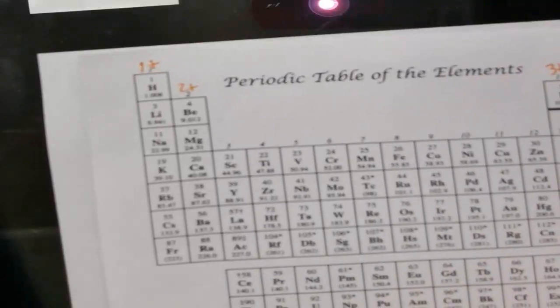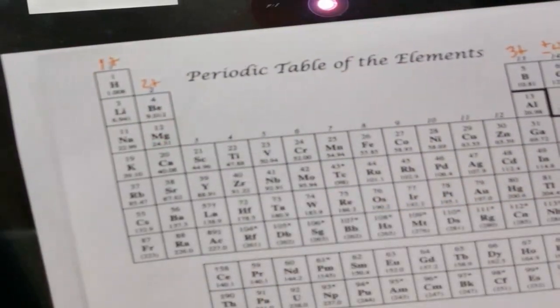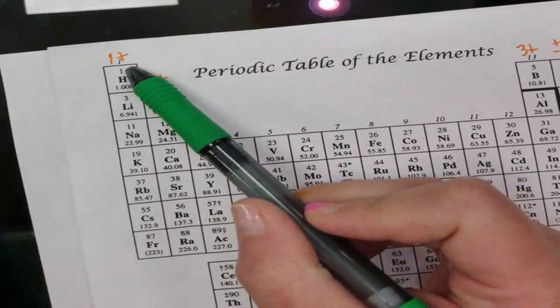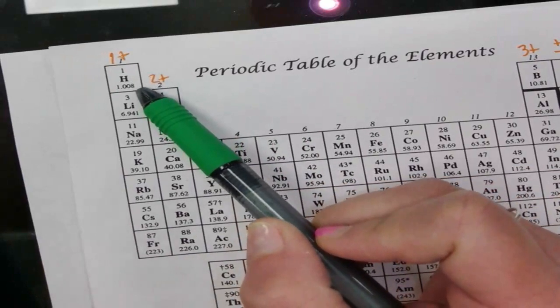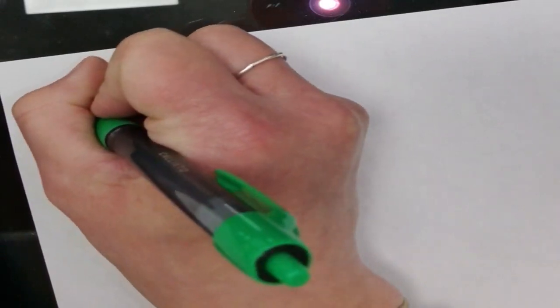And what do we know about hydrogen? Hydrogen has one proton. Let me focus that in better. All right, hydrogen has one proton and it has no neutrons. And in its neutral form, it also has one electron.